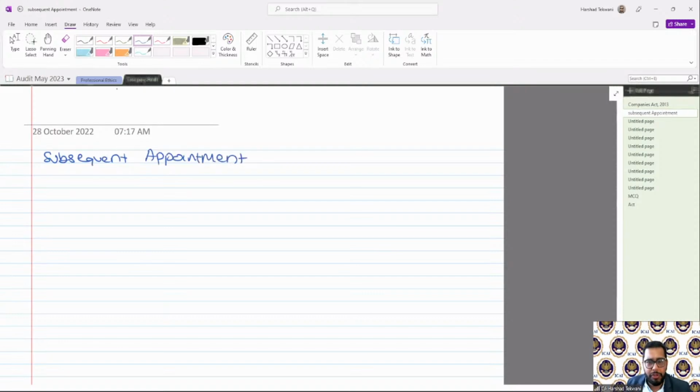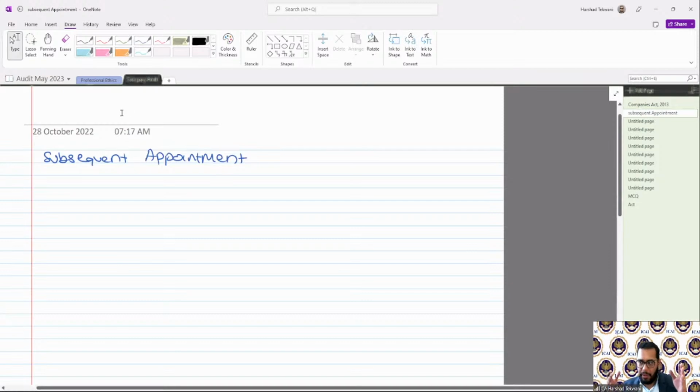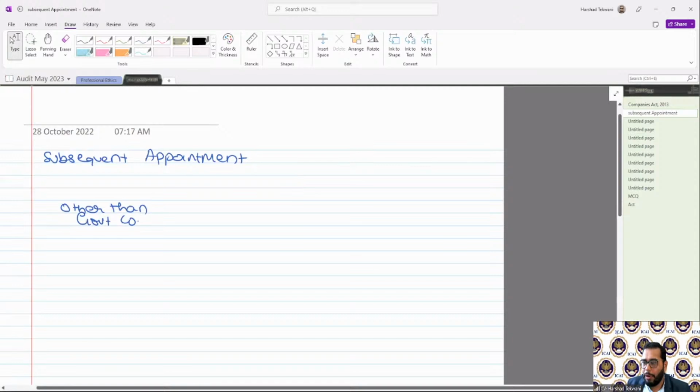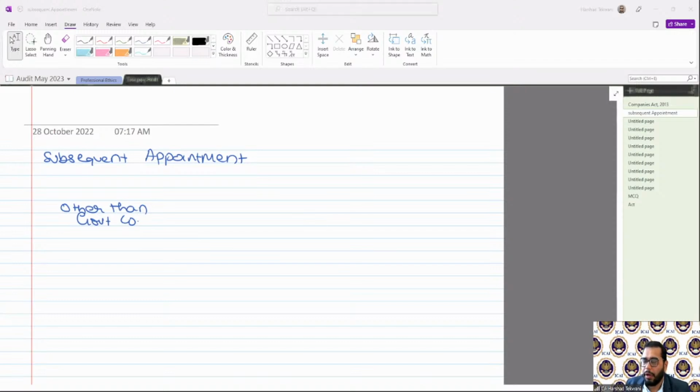Now again, when I talk about subsequent appointment, I'll bifurcate in two categories: other than government company and government company. Okay. Now, when I talk about other than government companies, the procedure to appoint the auditor is a bit different. In case there is a subsequent auditor, when the first auditor was appointed and now it's time to appoint another auditor, then what is the procedure?